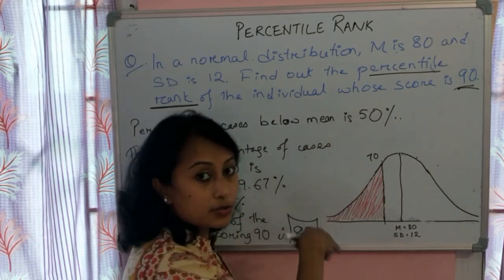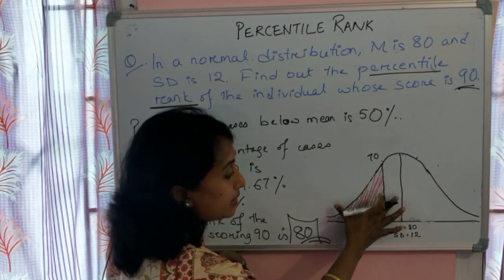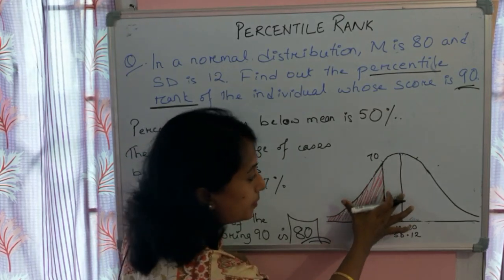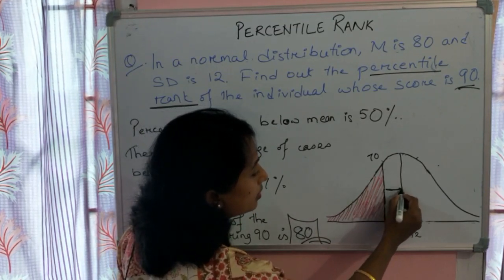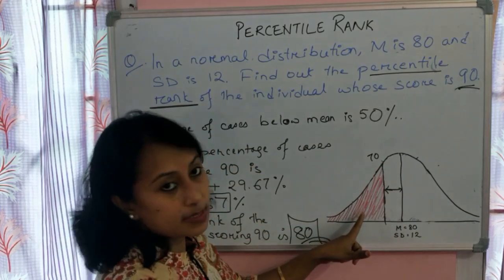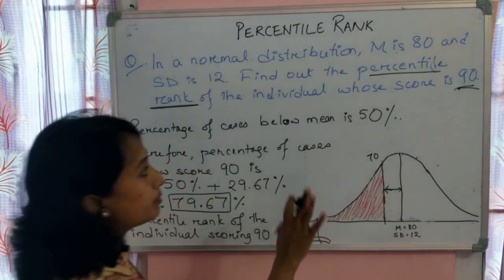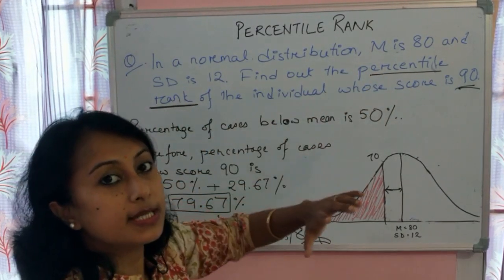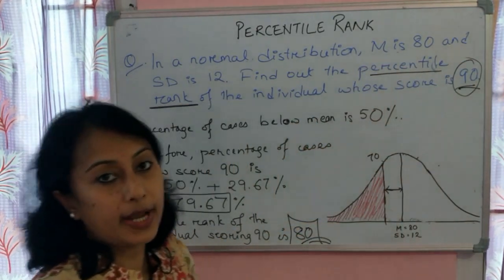Then we have to go back to that kind of example where we have to subtract the percentage of this portion from 50%. So 50% minus this portion will give us this red shaded portion, this area, this percentage. So we just have to remember that whenever we need to find out the percentile rank, we have to find out the percentage of cases below that particular score for which we need the percentile rank.